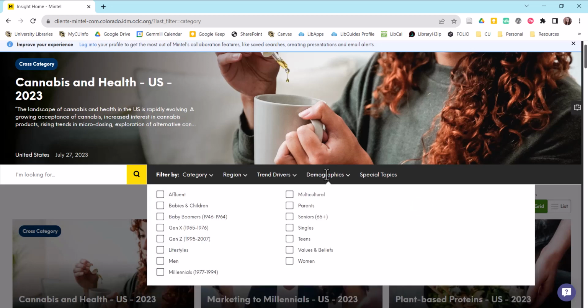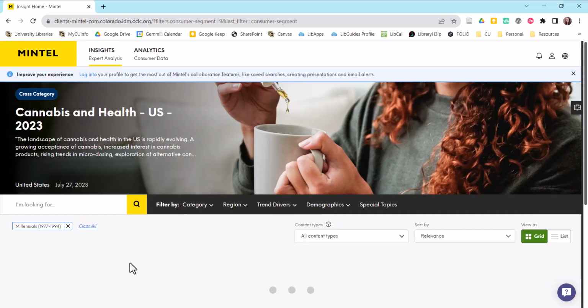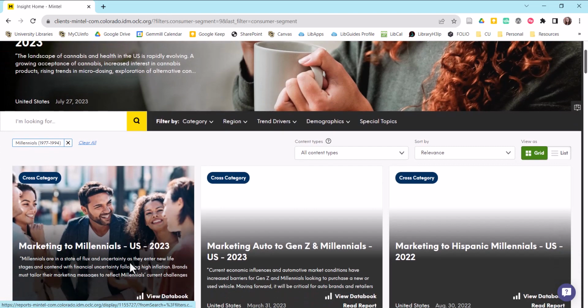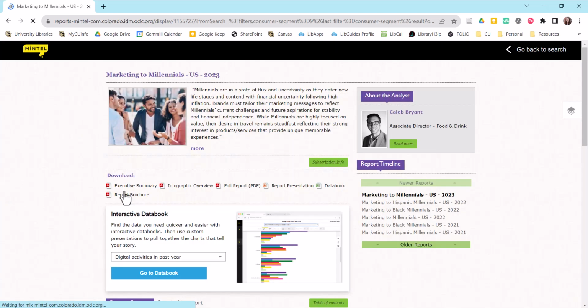So perhaps through other research you've completed for this assignment, you've learned that, for example, tech startup owners in Boulder are mostly millennials. You can look at a market research report about millennials. This is an extensive report with lots of sections and data.